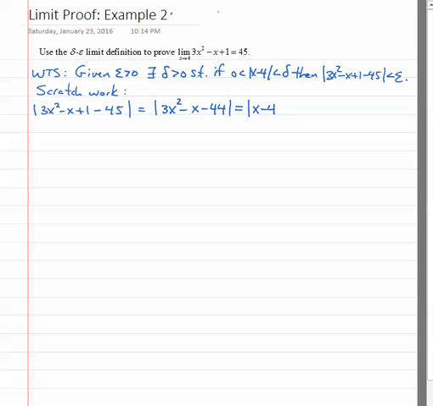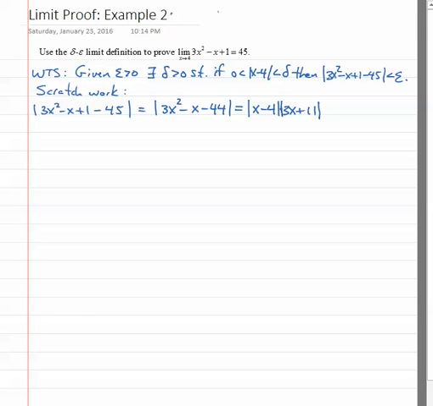We know now that 3x squared minus x minus 44 has to factor into x minus 4 times, well, what is the other factor? It would have to be 3x, and we'd have to have a plus 11. Checking that, we see that is how 3x squared minus x minus 44 factors.